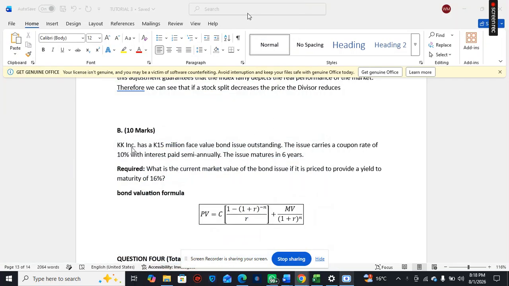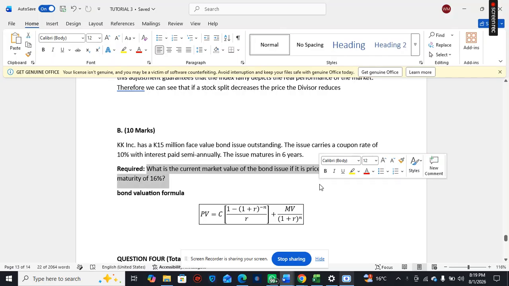KK Inc. has a 15 million face value bond issue outstanding. The issue carries a coupon rate of 10% with interest paid semi-annually. The issue matures in 6 years. What is the current market value of the bond issue if it is priced to provide a yield to maturity of 16%?